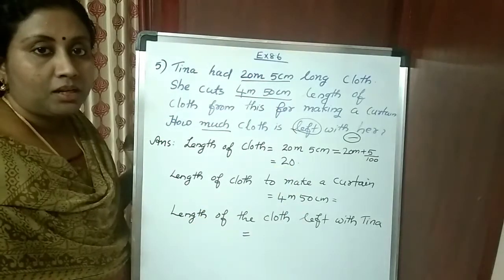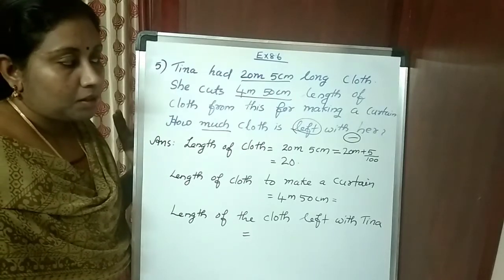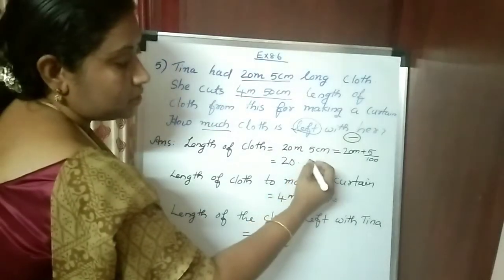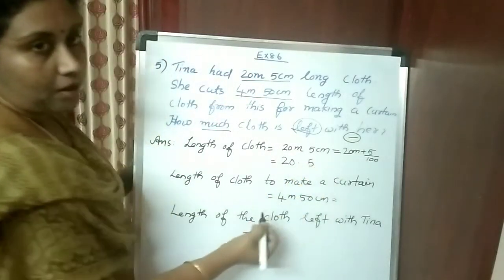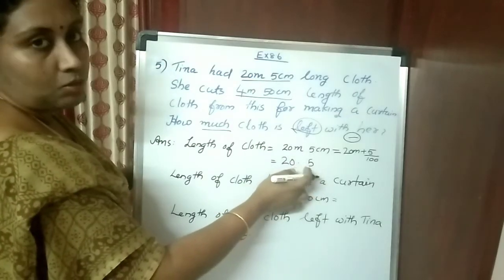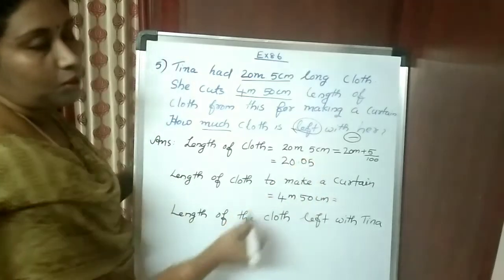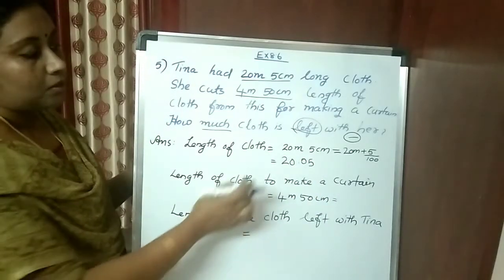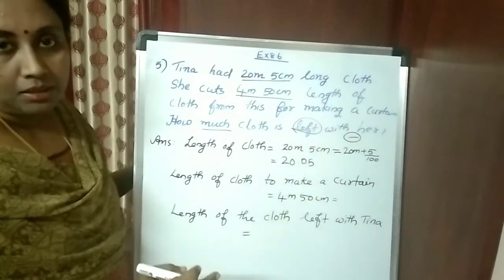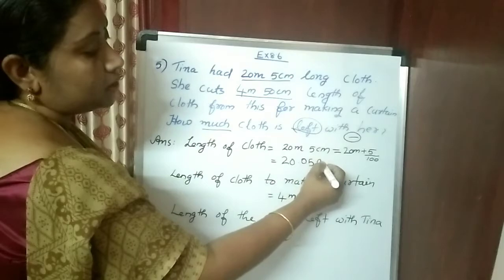What is the decimal form of 5 by 100? In denominator, there are 2 zeros, but in numerator, there is only 1 digit. So, simply you write the numerator, that is 5. We need 2 decimal places here, but here is only 1 digit. So, after this digit, you put 0. So, 20 meter 5 centimeter means 20.05 meter.